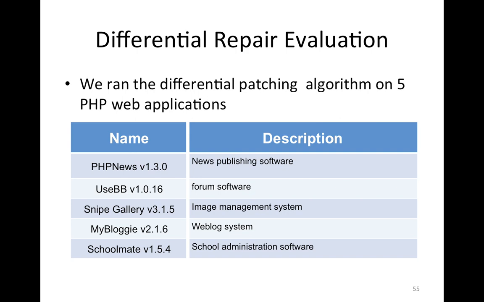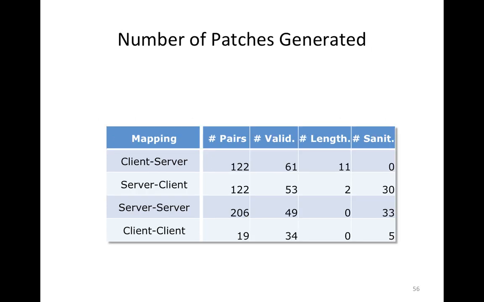We applied the differential repair algorithm on 5 PHP web applications. This is the number of pairs that we found in these applications. A client-server pair means that the reference is the client and the server is the target, so we want to see if the server is different than the client. Server-client is where the reference is the server and the target is the client. Server-server is where both the reference and the target are two server functions that operate on the same field, but they are, for example, in the same application but in different places. So you wrote a sanitization function for, for example, username in two different forms, one for registration, the other for login. We compare the two to make sure that they do the same thing. So this is 122 pairs of functions.